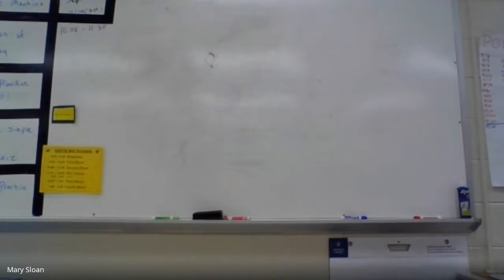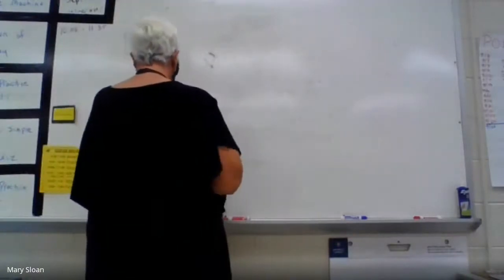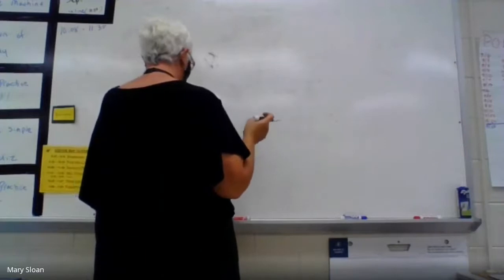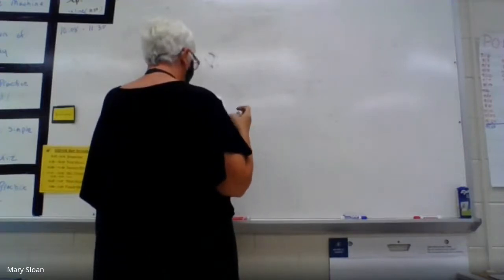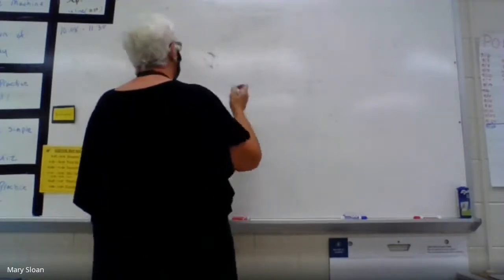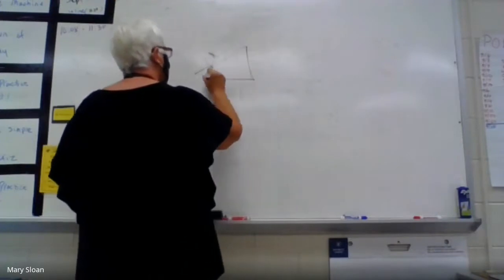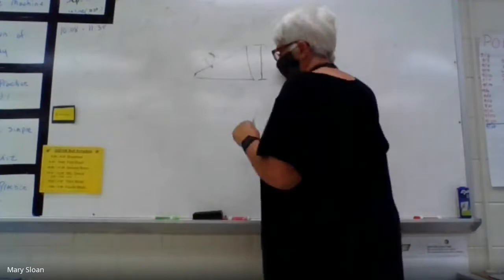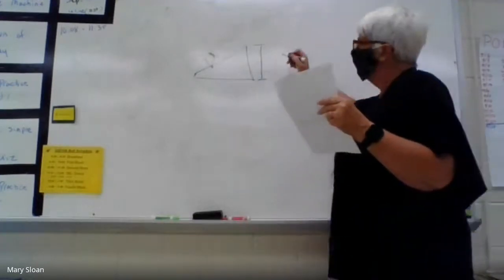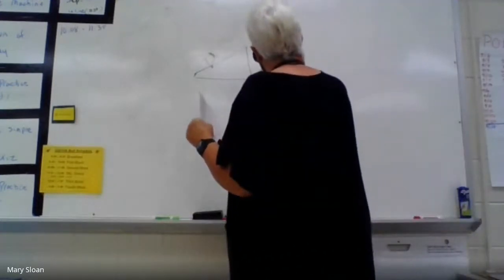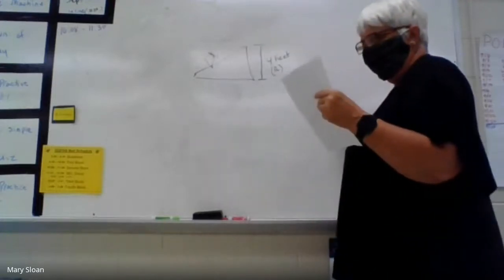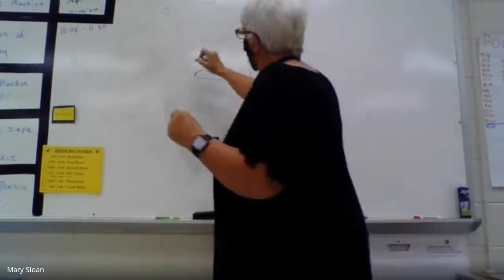Okay, so it says, POE students using a ramp to raise an object 4 feet above the ground, and the length is 12.65 feet. So, we have a ramp. What are we going to put down here? What number? 4. 4 feet. Okay? And then the length of the ramp is what?